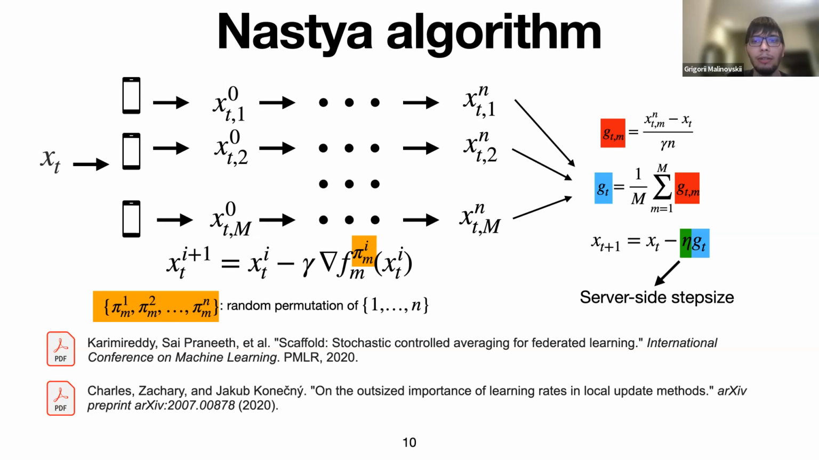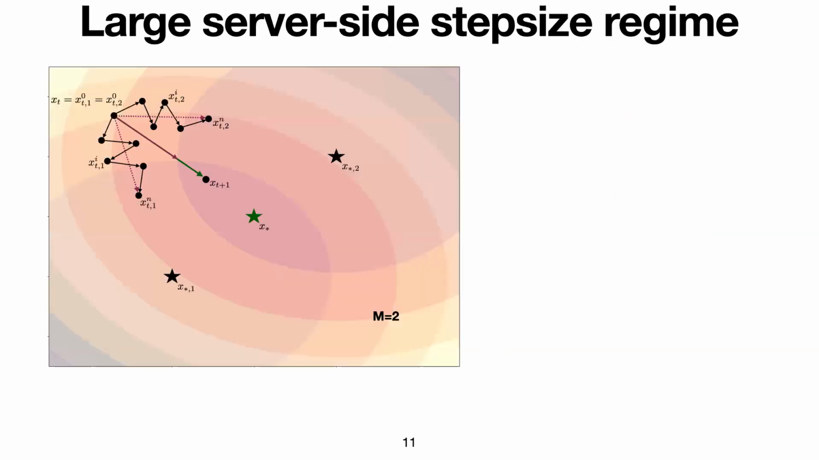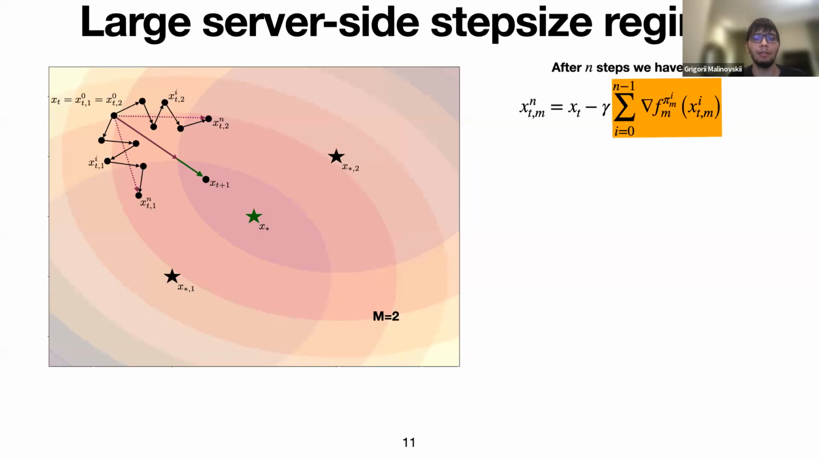Let us consider a large server-side step size regime, and for illustration, let me consider a 2D example. So here we have an illustration of one epoch. After n steps of random reshuffling updates, the updated local model can be written like this. So we subtract the sum of gradients.